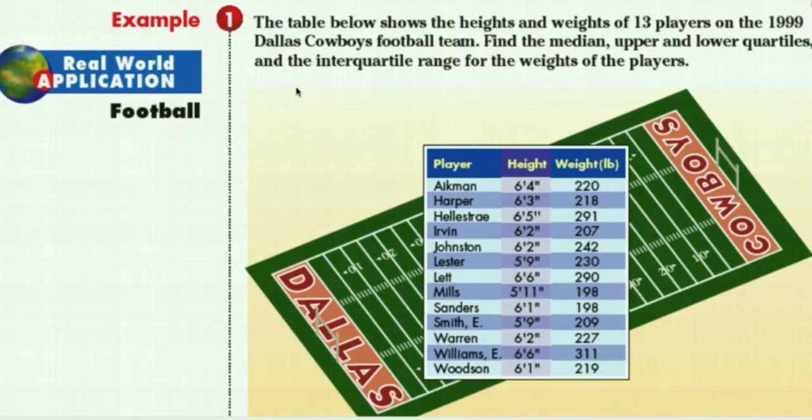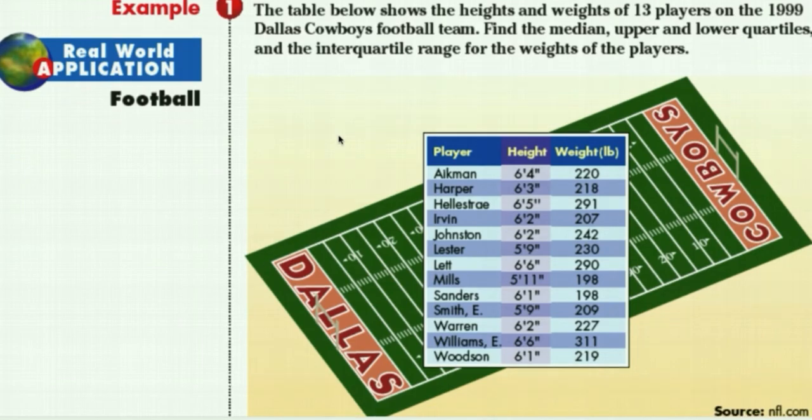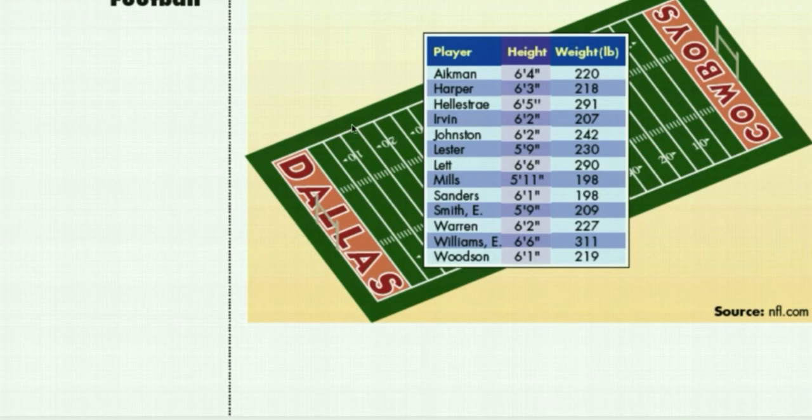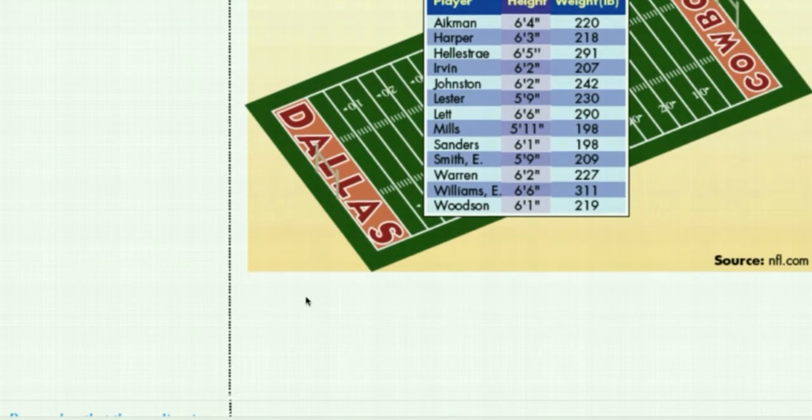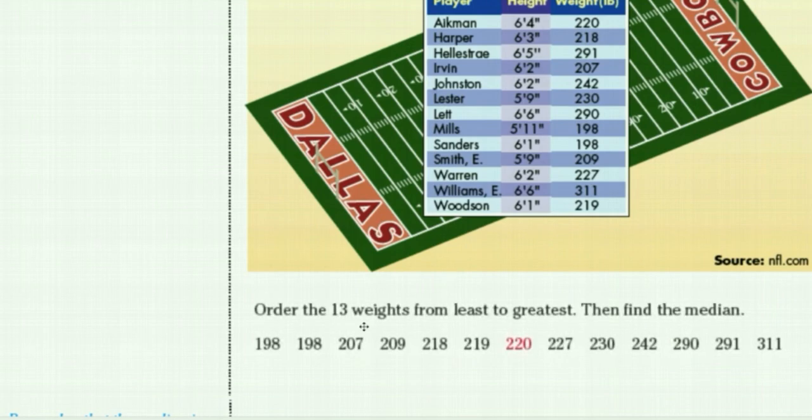Let's take a look at example number 1. The table below shows the heights and weights of 13 players on the 1999 Dallas Cowboys football team. Find the median, upper and lower quartiles, and the interquartile range for the weights of the players. The players are Aikman, Harper, Hellstray, Irvin, Johnston, Lester, and so on, all the way down to Woodson. These are the weights in pounds: 220, 219. The first thing we need to do is order the 13 weights from least to greatest, and then find the median.